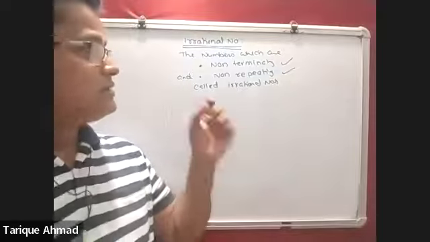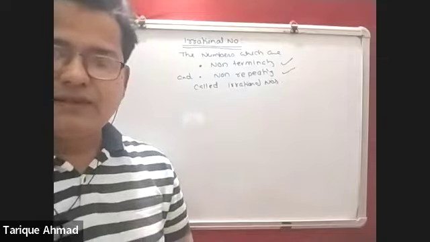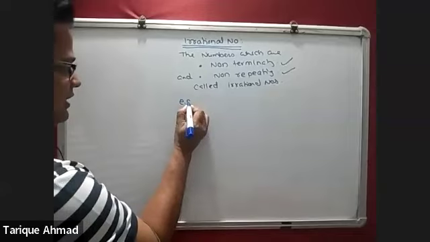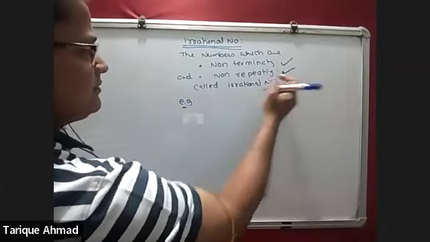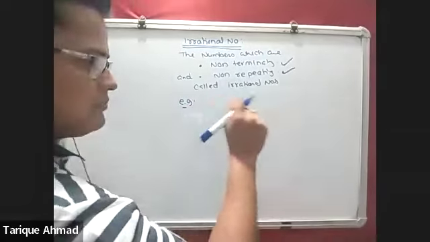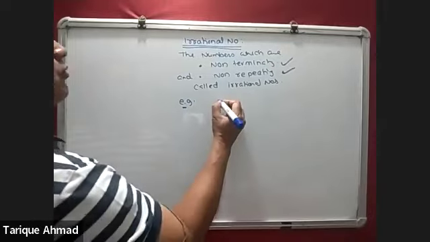I am again repeating. The number must satisfy both the conditions simultaneously. If a number fulfills one but fails in the other, then that number is not irrational. Now see the example and you tell me. Just focus on these two conditions, and then check on these two conditions and tell me whether these are irrational or not. My question is, the numbers which I am going to write are irrational or not? Okay, sir.